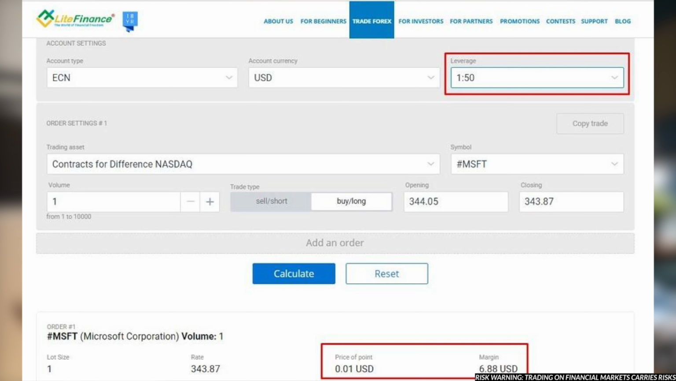So, let's calculate the margin again for the Microsoft stock. As shown in the screenshot, the margin for the minimum volume is $6.88. So you can basically automate the whole process.